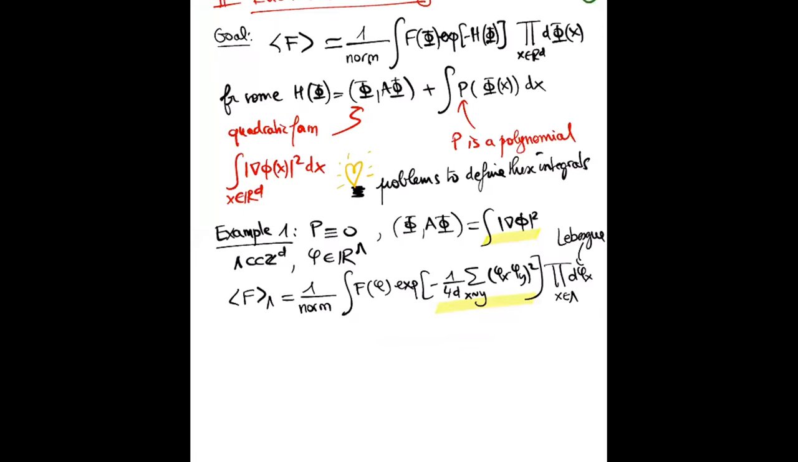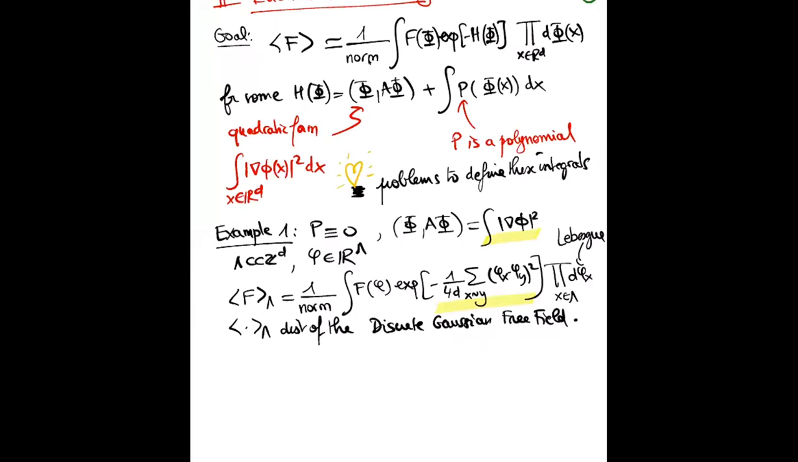And everything is well defined. This measure on lambda is called the distribution of the discrete Gaussian free field. Okay.